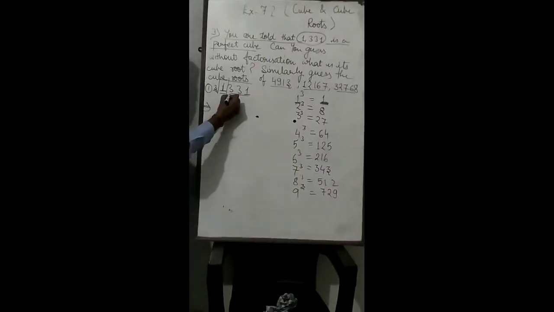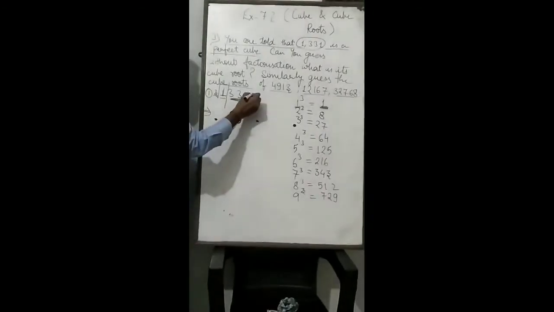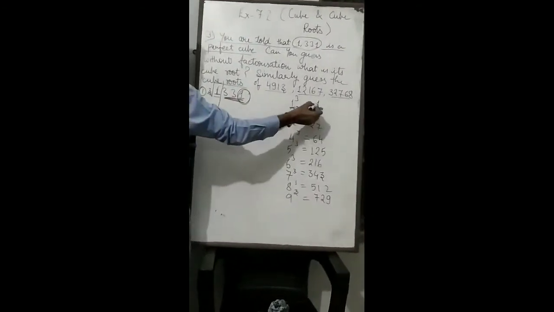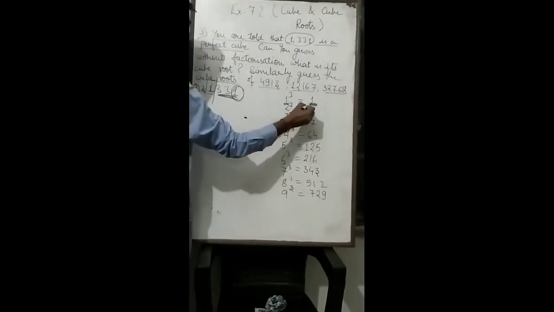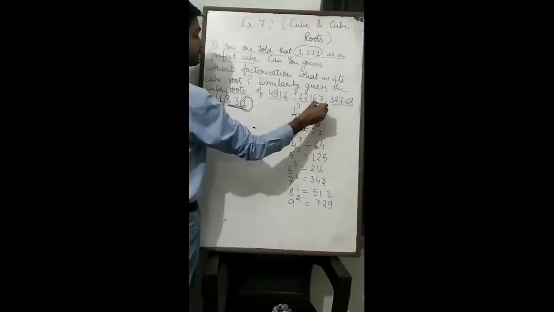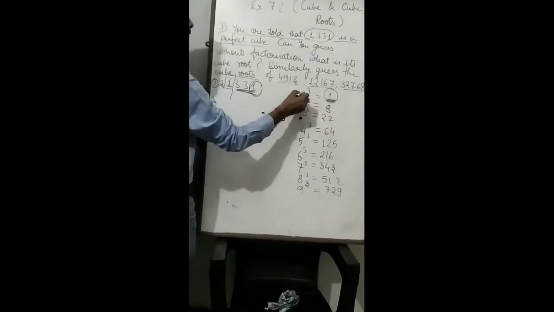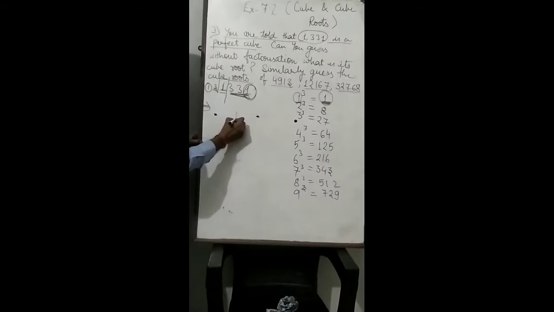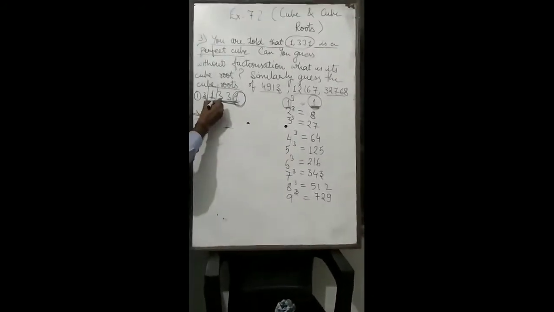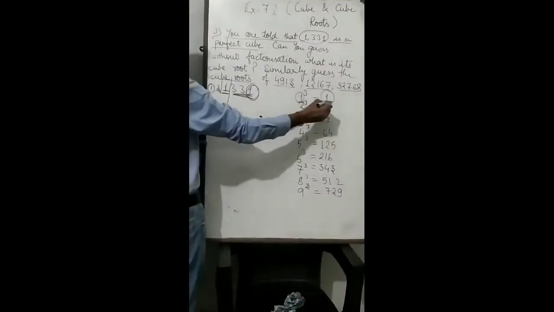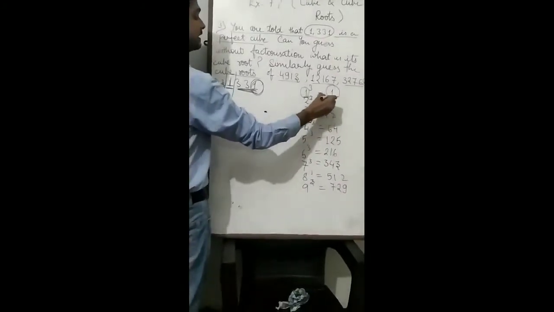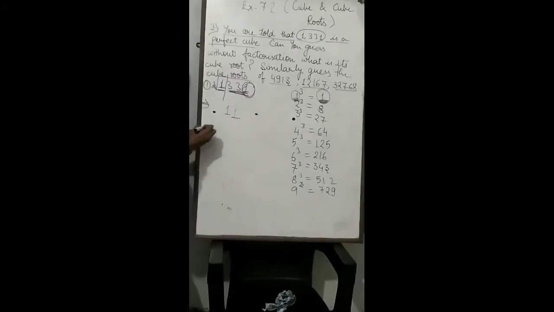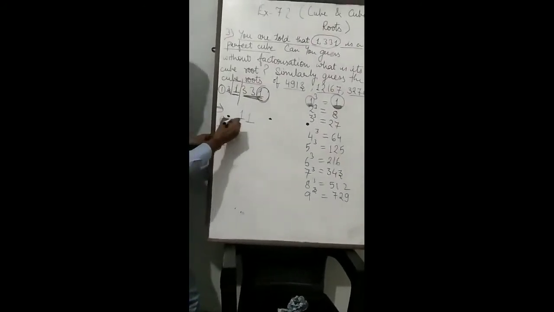Firstly we will pick 331 and see its ones digit. The ones digit is 1. So 1 will come here, and 1's cube is 1. That means its value will be 1. Now pick this digit. Here is the 1 only. So its answer is also 1. So its value will be 11. Now pick the next question.